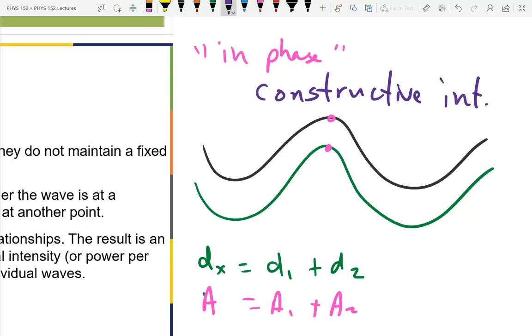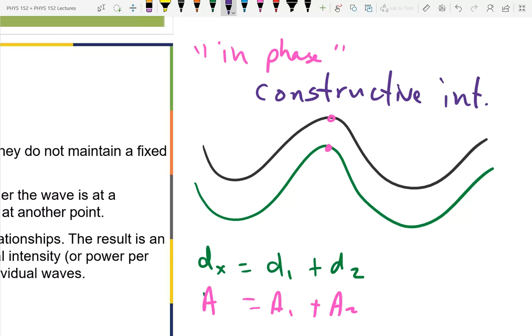Constructive interference. So if I have light waves that are in phase, that is, their peaks are at the same time at the same location, their minima are at the same time at the same location, so they're just going like this, then the total displacement is just going to be adding the two up. Total amplitude then will be the sum of the two. That's if they're in phase.